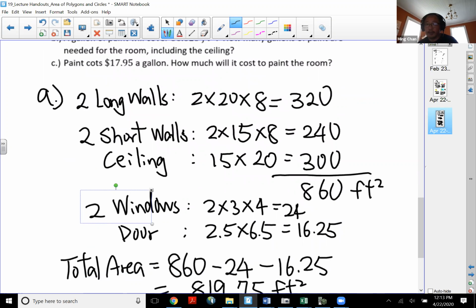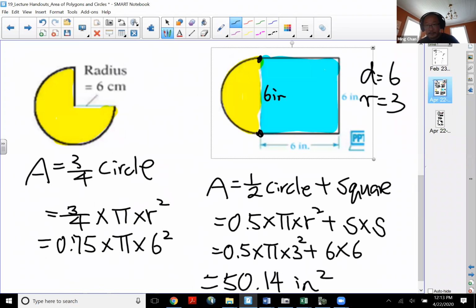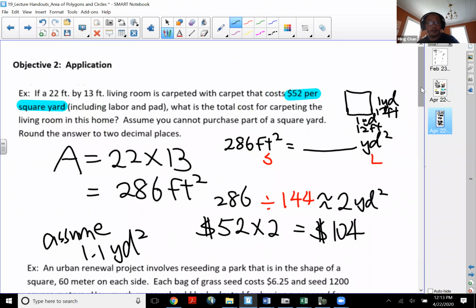So that was real quick, using the area formula to help us find the area of these composite figures, and using the same formula to help us do some application problems. That will conclude this video, and thank you for watching.